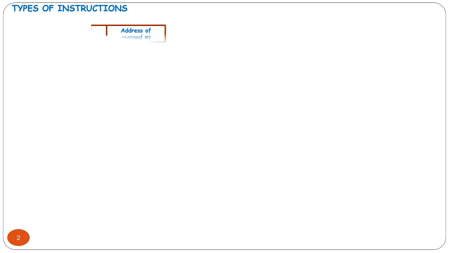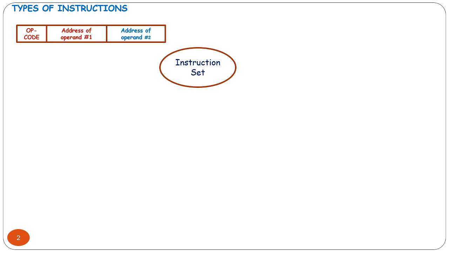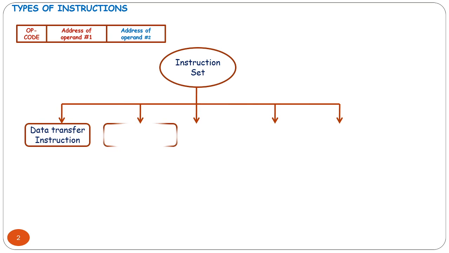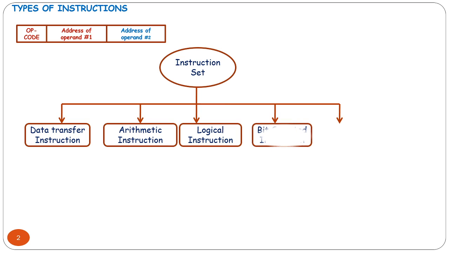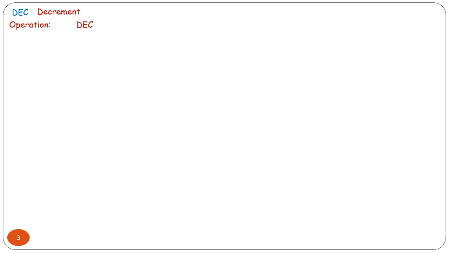Types of instruction. Every instruction consists of three fields: operation code field, address of operand 1, address of operand 2. According to these fields, the instructions are classified into 5 groups: data transfer instruction, arithmetic instruction, logical instruction, bit oriented instruction, and branch instruction. Let us discuss the arithmetic instruction sets.